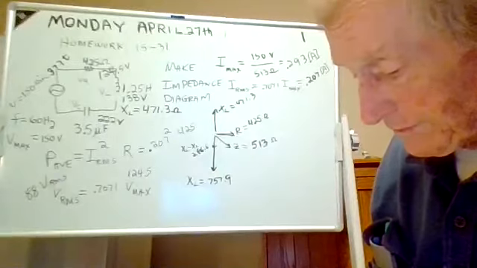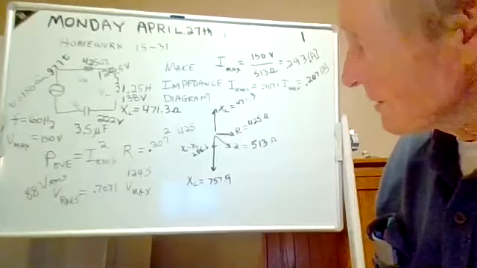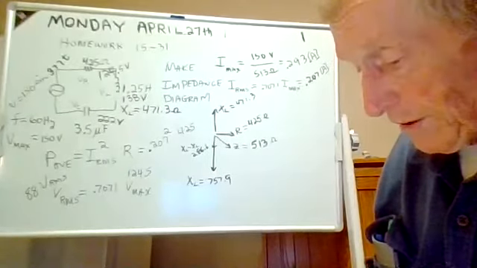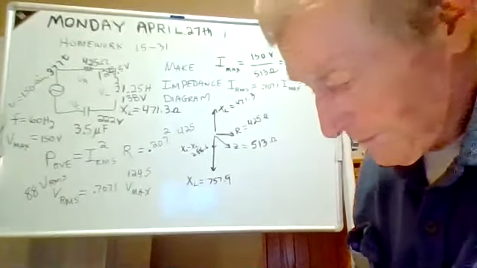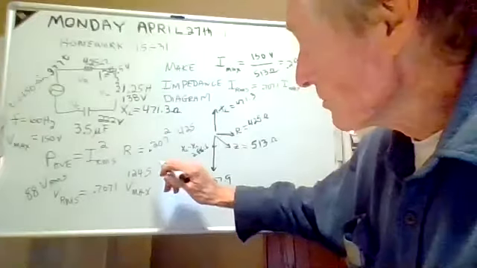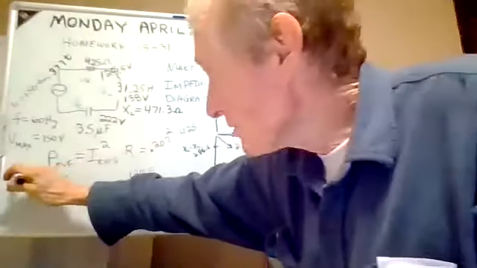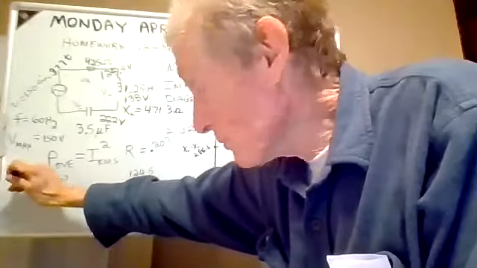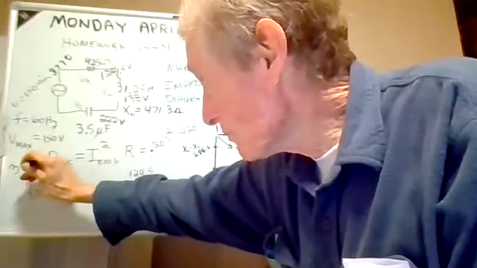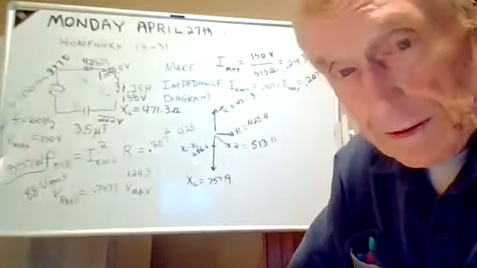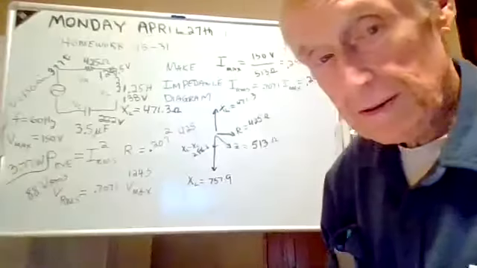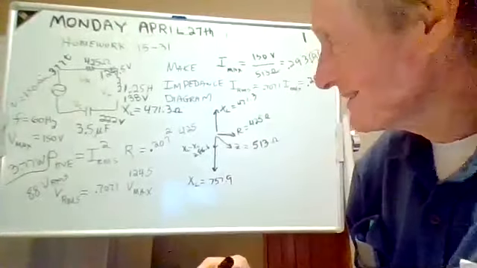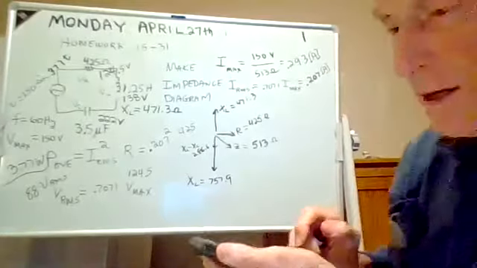0.207 times, wait a minute, now you have to square it, times 425. Did you get average power of 3.77 watts? Average power. 3.77 watts. No, I'm getting 18.19 watts. All right, let me do it again.